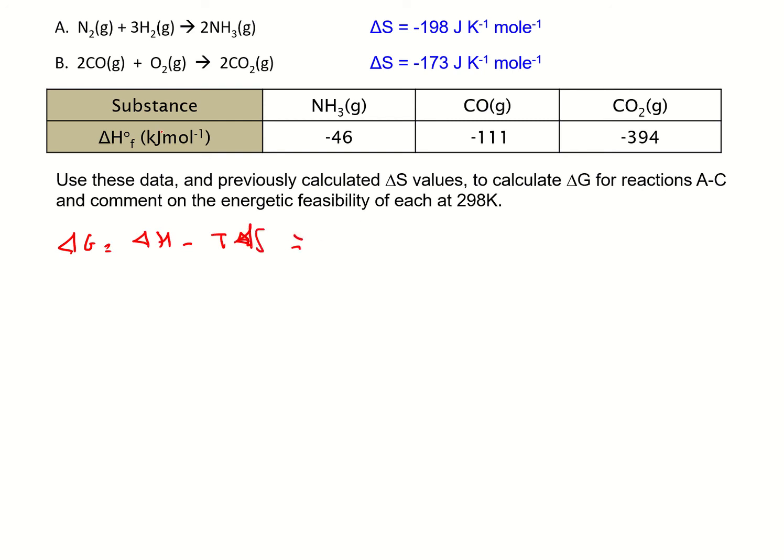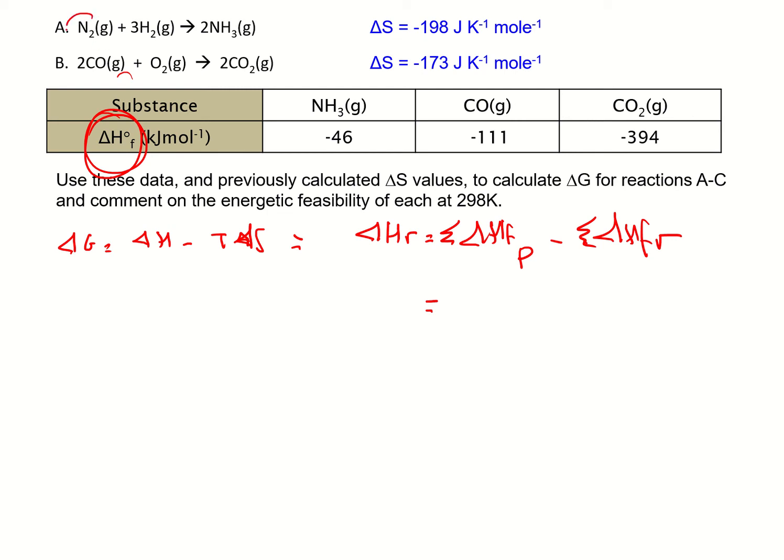Now, we've been given enthalpies of formation. You can see that here. And for those of you who can remember from last year, the enthalpy of a reaction is equal to the sum of the delta H formation of the products minus the sum of the delta H formation of the reactants. Okay, so we've got to do that. So let's look at the first one.